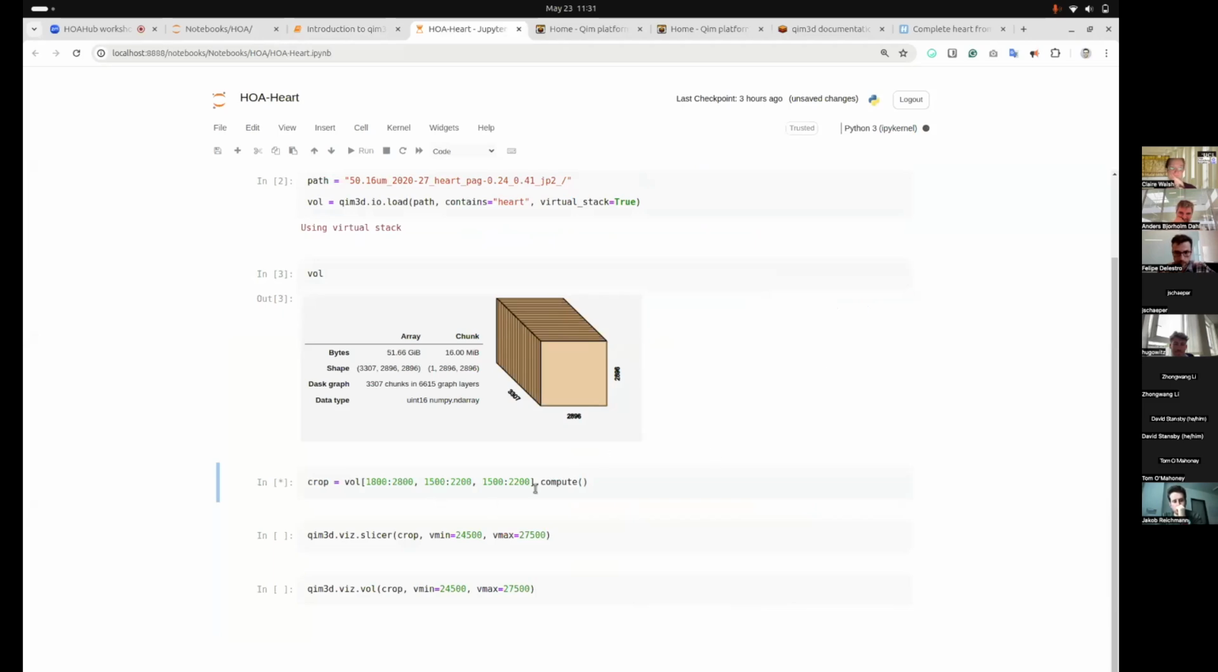So because it's a smaller cropped region, it should finish loading soon. And then we can use the visualization functions that we saw before on this cropped region of the Human Organ Atlas datasets.